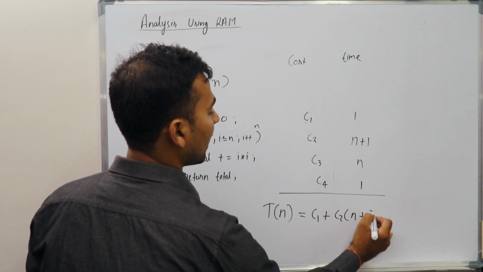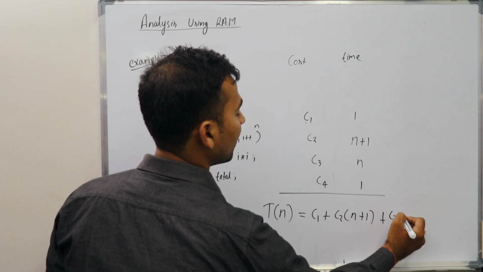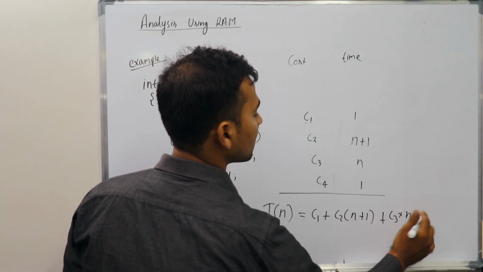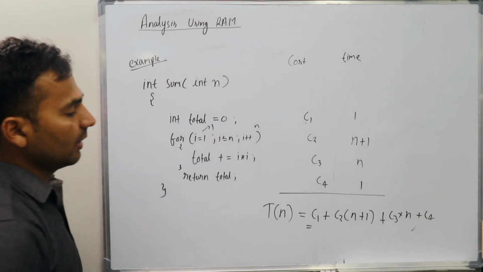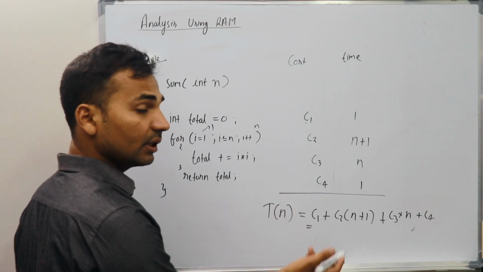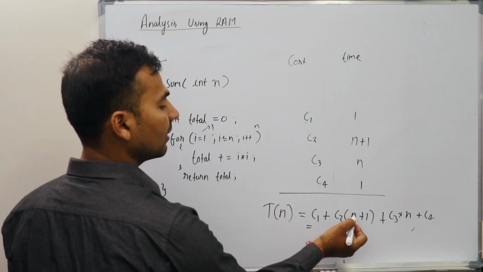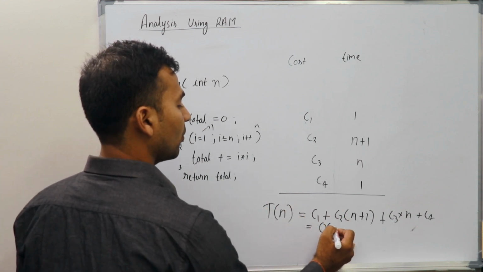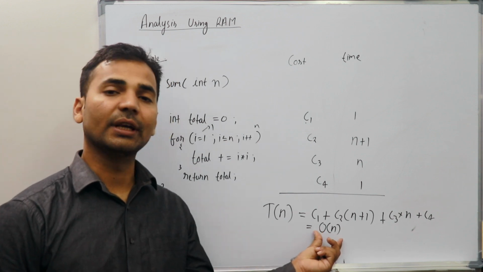N plus 1 times. Then again this one, C3, and how many times does it run? It runs for n times, and again plus C4, right? Now we see here which one is the dominating term. Here we ignore all the constants and we write the dominating term. Now here, if you see, n is the dominating term, right? So we write simply O(n), because the constants are ignored and we write the dominating term.